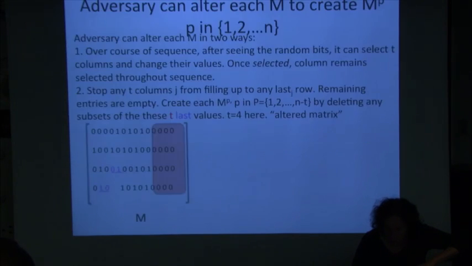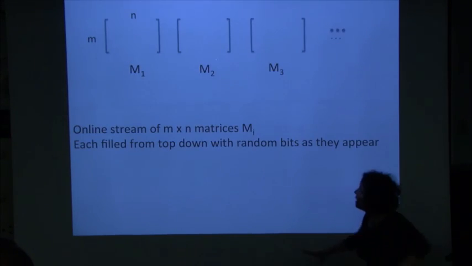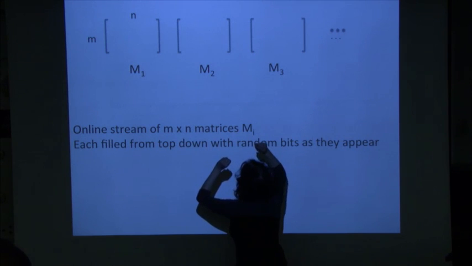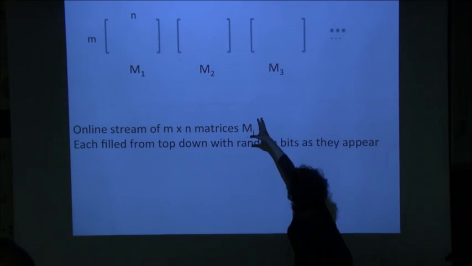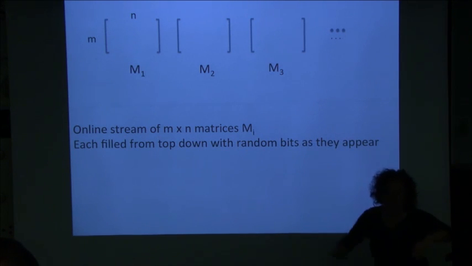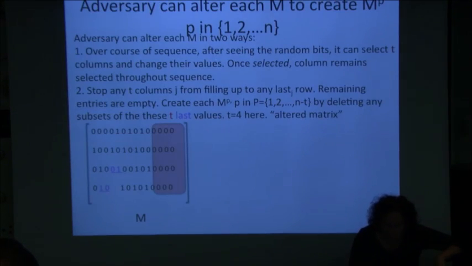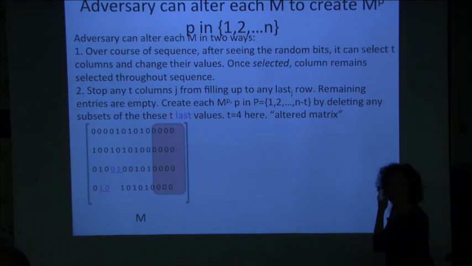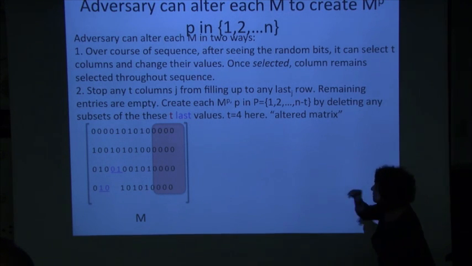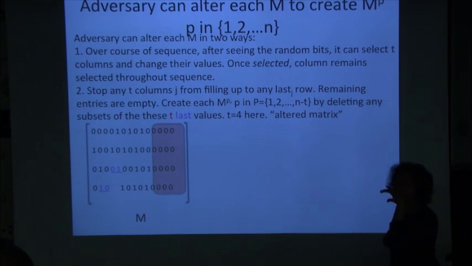Each one is going to be filled up, and then the algorithm's going to do something. Then another one's going to be filled up, and then the algorithm's going to do something. Before the algorithm sees the matrix, the adversary is going to alter the matrix in two possible ways. Let's start with number two first.